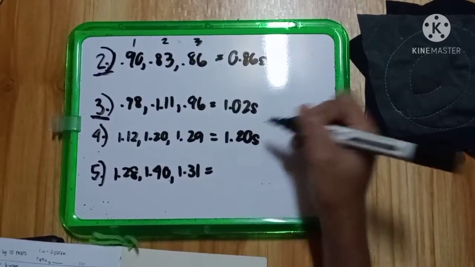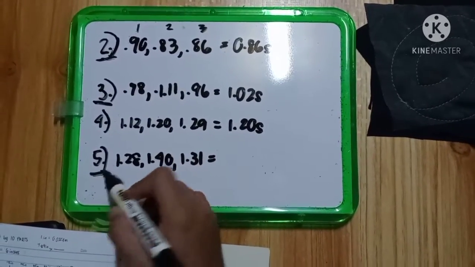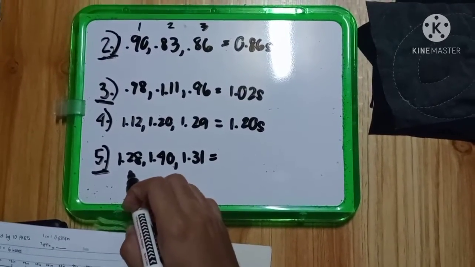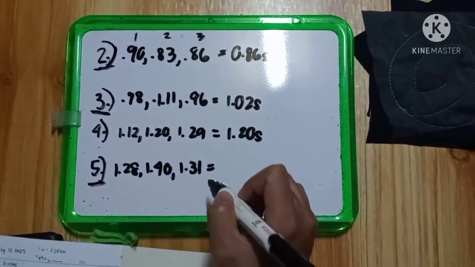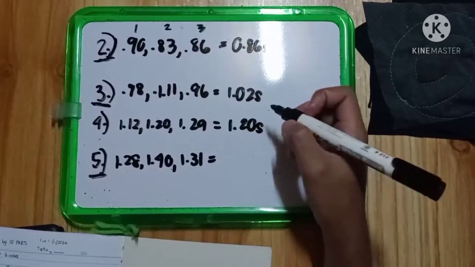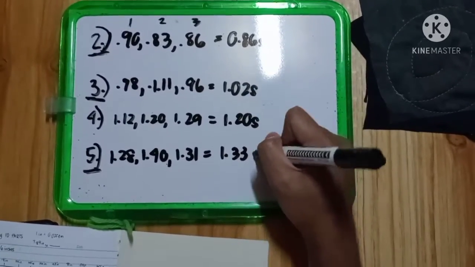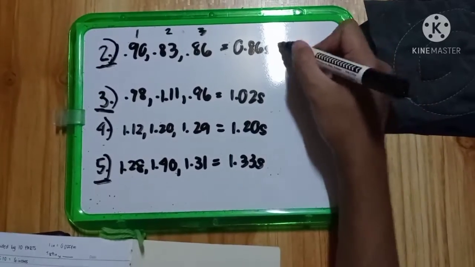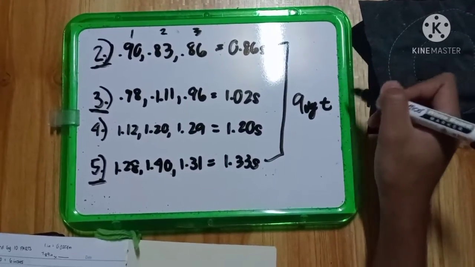The result is 1.20 seconds. For the fifth strip we have 1.28 seconds, 1.40 seconds, 1.31 seconds. Add them all, then divide by 3, the result is 1.33 seconds. This is the average time for each strip.